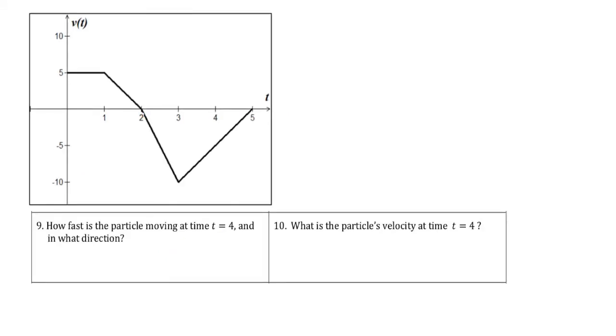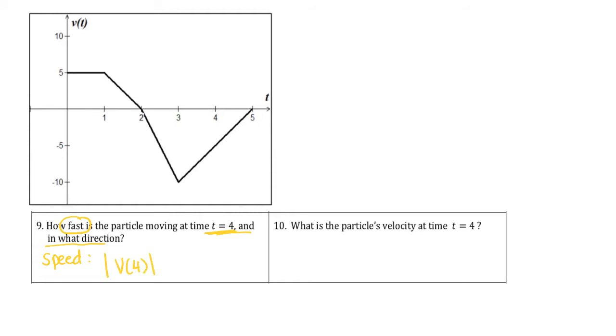Okay, our next question, number 9, is asking us how fast is the particle moving at time t equals 4 and in what direction? So notice it's talking about how fast the particle is moving. So that's really talking about your speed. So if we want to know how fast we're going at time equals 4, to find speed at 4, we need the absolute value of the velocity at 4.